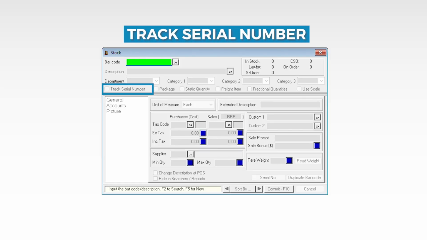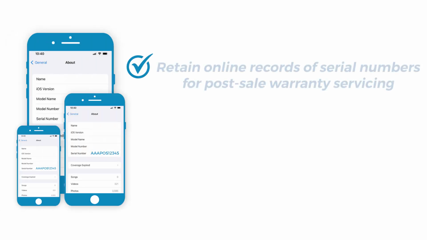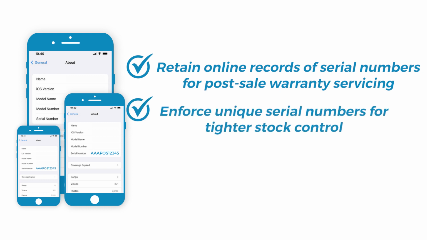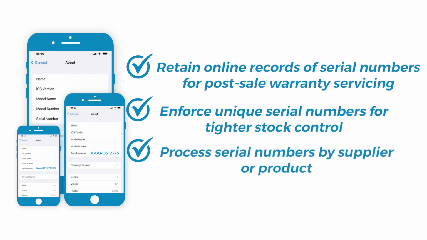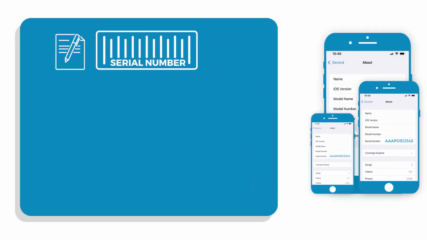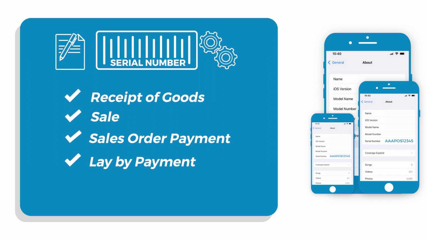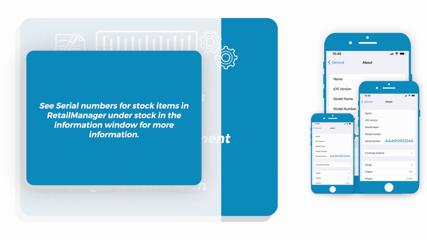RetailManager serial numbers can be processed when you create a stock item, or at any time during your inventory life cycle up to and including the time of sale. RetailManager's serial numbers help you to retain online records of serial numbers for post-sale warranty servicing, enforce unique serial numbers for tighter stock control, and process serial numbers by supplier or product. You can create and process a serial number for an actual item at the time of a transaction, receipt of goods, sale, sales order payment, lay-by payment, or quote conversion. See serial numbers for stock items in RetailManager under Stock in the Information window for more information.